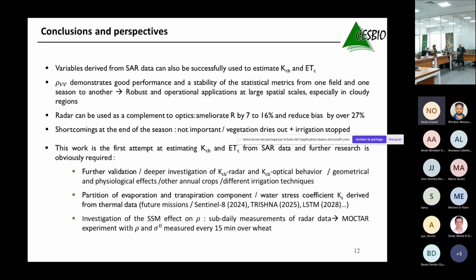It is also important to investigate the effect of surface soil moisture on the interferometric coherence, as this will impact the relationships with the crop coefficient, and thus requires sub-daily measurement of radar data. Fortunately, we have the Mokhtar experiment, which is an in-situ radar that is installed over a wheat field in Morocco near the Chichaoua city, and that allows the measurement of the interferometric coherence and the backscattering with a time step of 15 minutes. And these data are currently under investigation and will for sure be used in our future works.